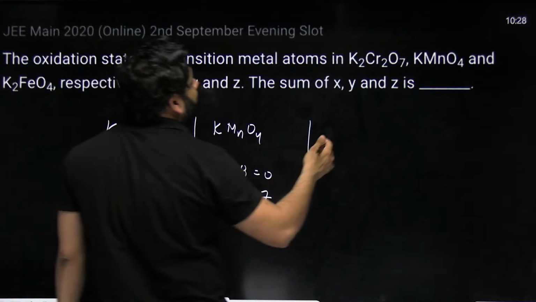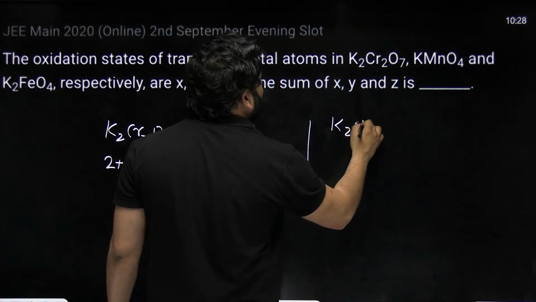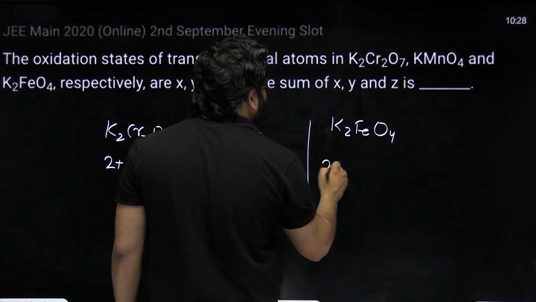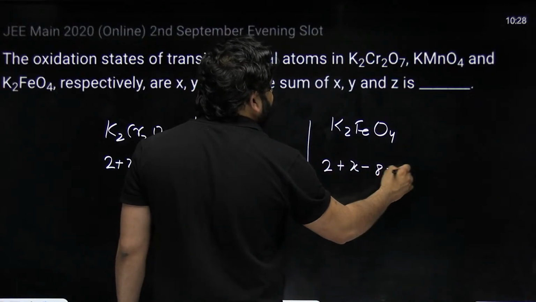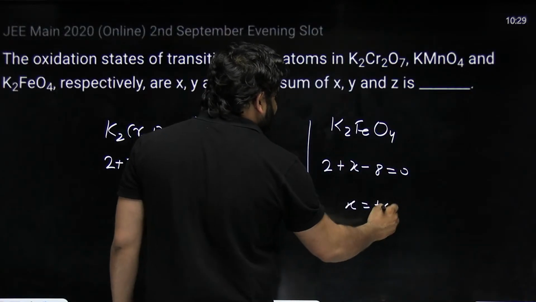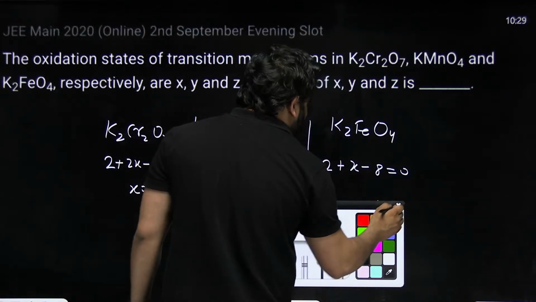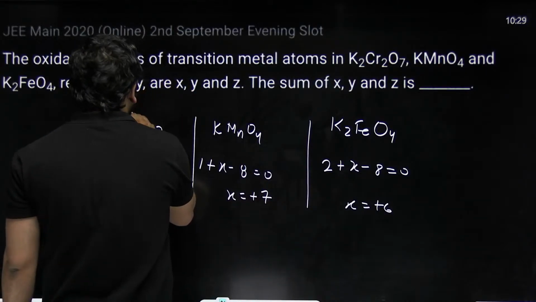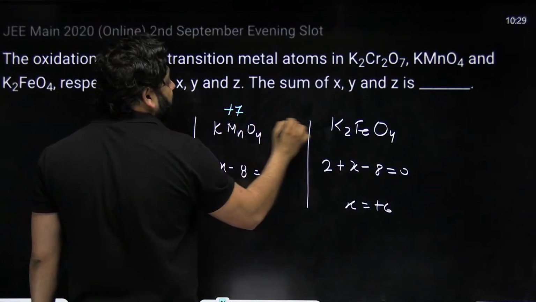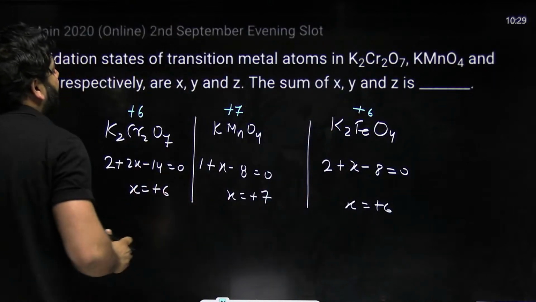We have another formula, that is K2FeO4. In K2FeO4, 2 plus x minus 8 is equal to 0. X comes up as positive 6. These are the oxidation states possessed by the given substances: positive 6, positive 7 and positive 6. Now can you count them and tell me the correct answer?